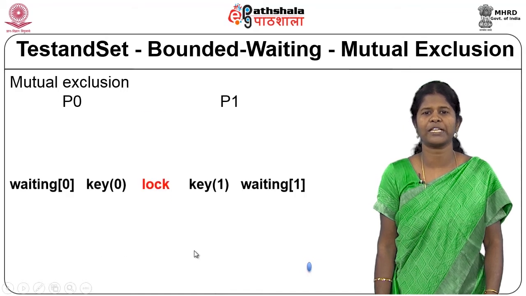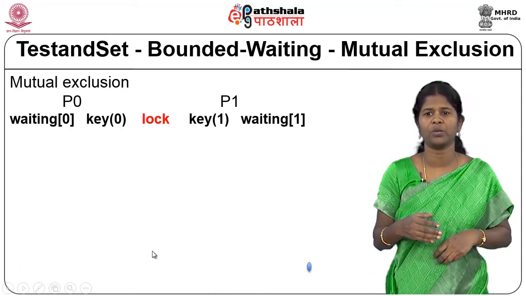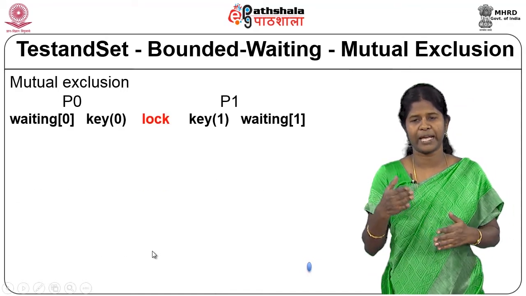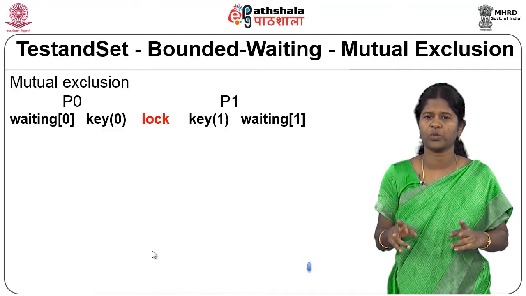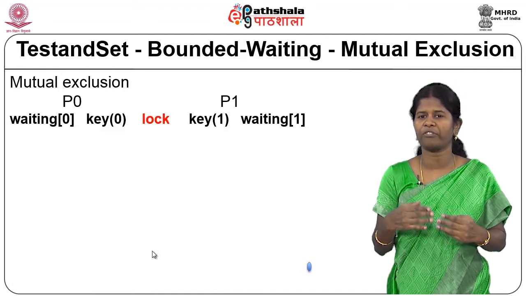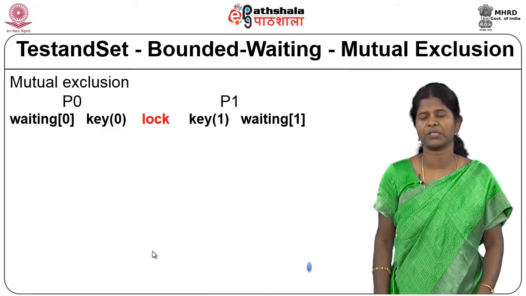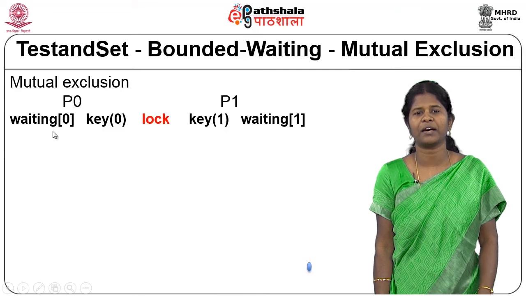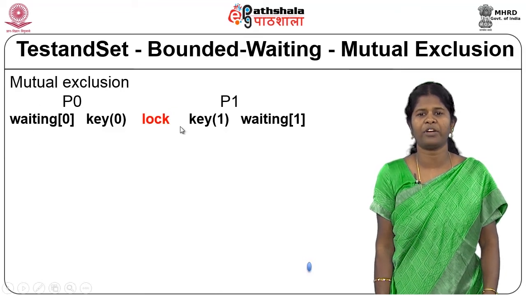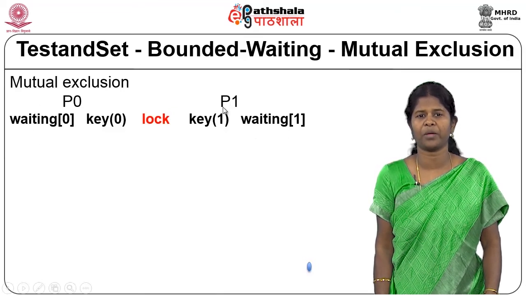So, consider two processes P0 and P1. Actually, this is a solution for n number of processes. The example I have taken here, I have just shown for two processes. Similarly, we can think of how it will happen for any number of processes. And waiting[0] is manipulated by process P0, waiting[1] will be manipulated by process P1.